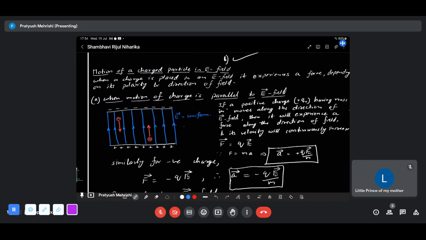Why? Because positive charge will be attracted towards negative charge. Simple. So positive charge will be attracted towards the negative charge, means it will go in the direction of the electric field, whereas the negative charge will be attracted towards the positive charge. It will go in the direction opposite to the electric field. Okay.